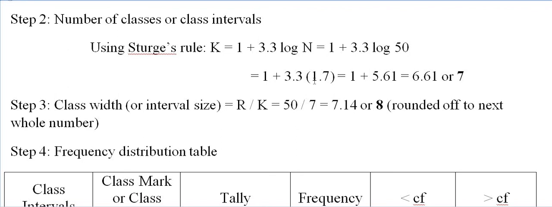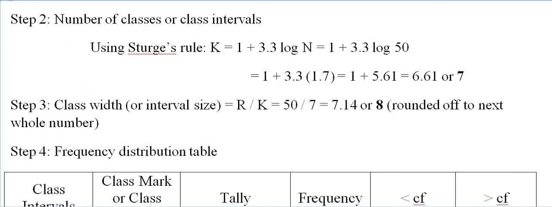Let's round this figure off to 1.7. 1.7 times 3.3 plus 1 will give us 6.61, rounded off to 7. So that means 7 is our number of classes or class intervals.